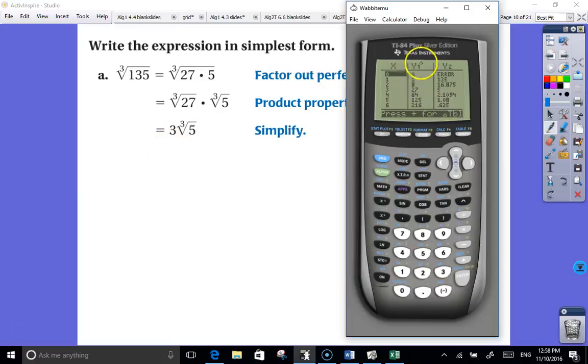So again, you look in the first column for your number. When you don't find it, go over to the right and work your way back up until you find the first non-decimal. In this case, 3 times the cubed root of 5.